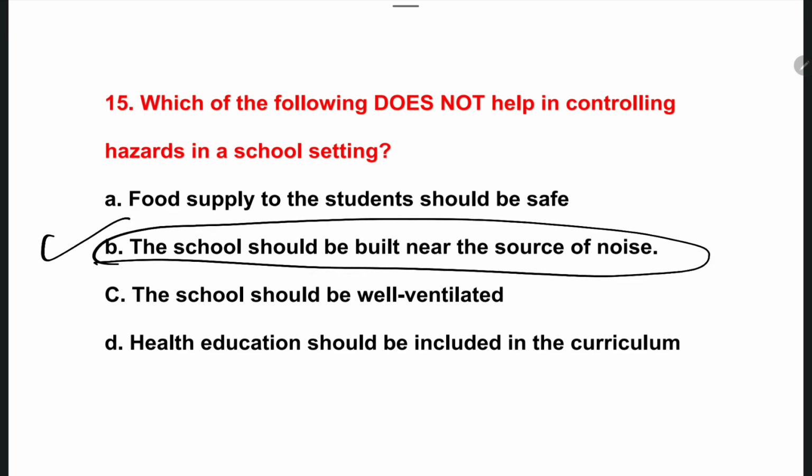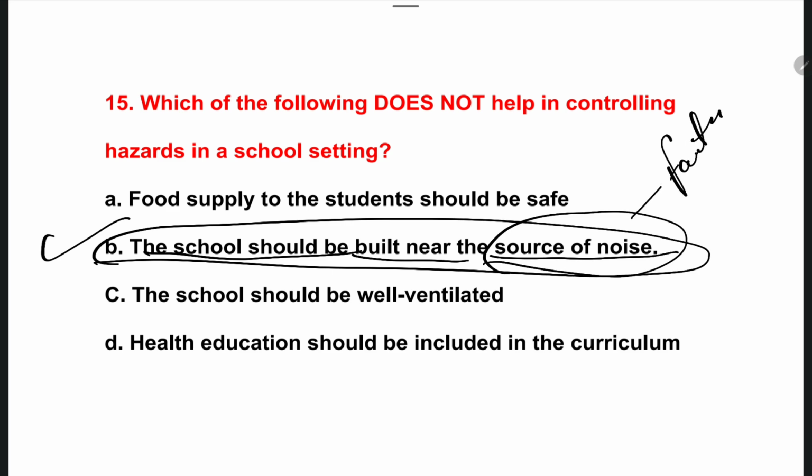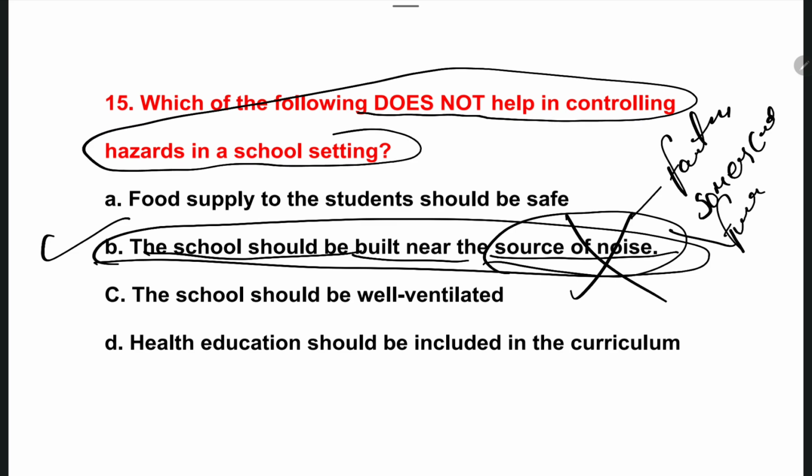Option B is the school should be built near the source of noise. Why? Because the school should be away from the source of noise. Sources of noise are factories, music concerts, some function halls like that. So it is not correct. It does not help in controlling hazards of school setting. The right one is option B.